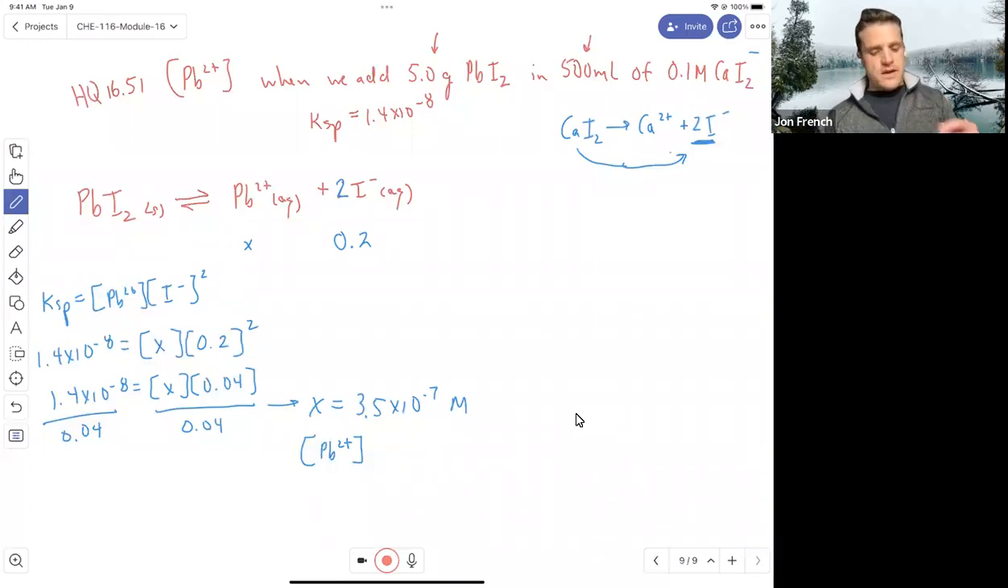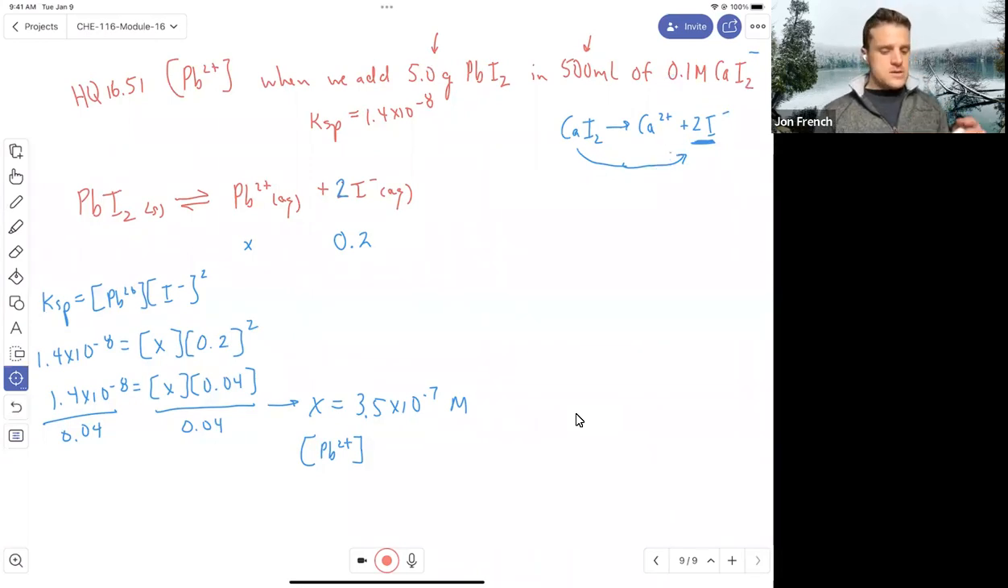Again, they just gave us a bunch of extra information we didn't need, right? We didn't need to know how much lead they tried to add, because we can just find out how much lead can actually go into solution. We don't really need the volume here, but we did need to know the concentration of my strong electrolyte and then how to use those. That subscript 2 tells us it's going to be twice the concentration of iodine.